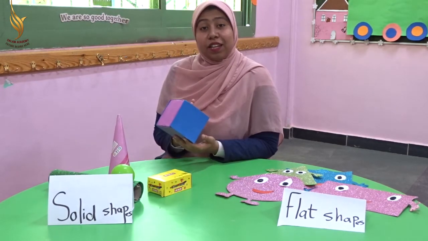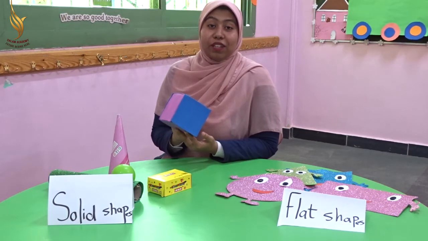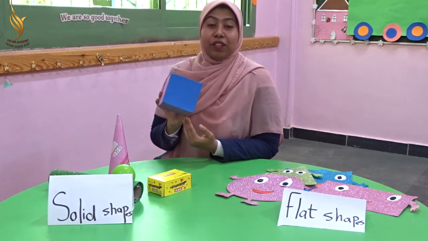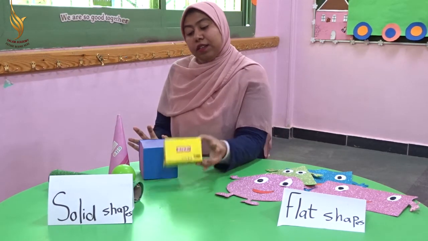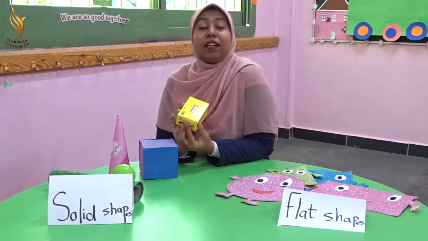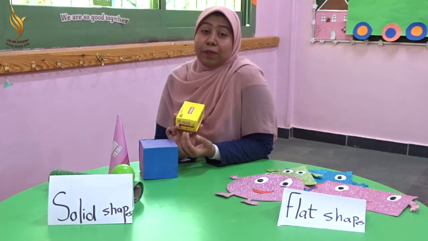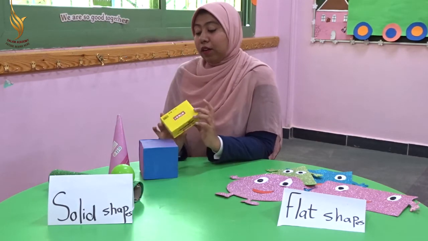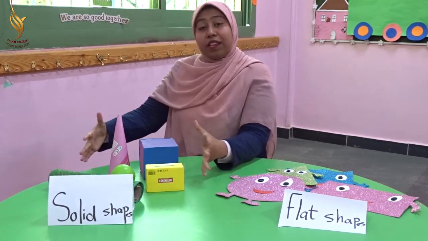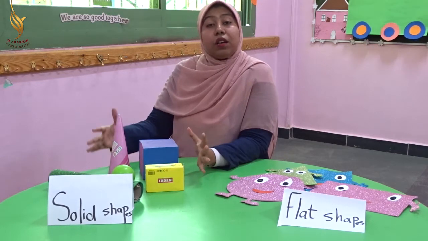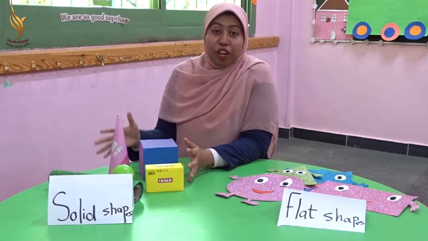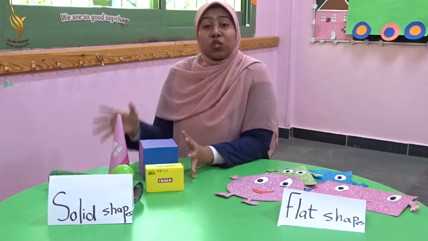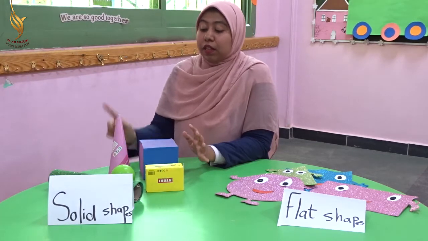This is a cube. Cube. And our last shape is rectangular prism. Again, rectangular prism. Okay, these are called solid shapes. Repeat after me. Solid shapes.